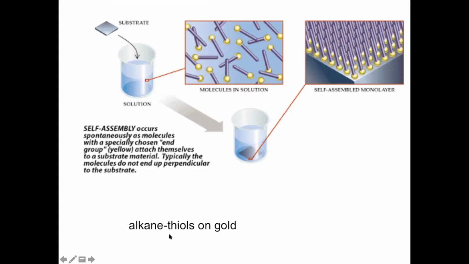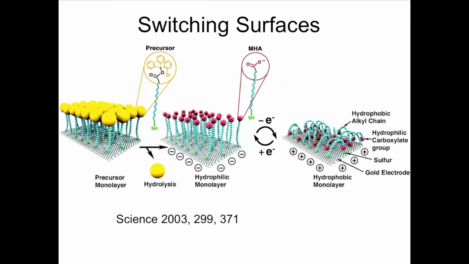And the most important self-assembled monolayers, or the most studied, are alkane thiols on gold. So if you have a gold surface and you put it into a solution with alkane thiols, you get self-assembled monolayers, which can be very, very organized, very structured, very well ordered. You can try to play with functionalized surfaces.